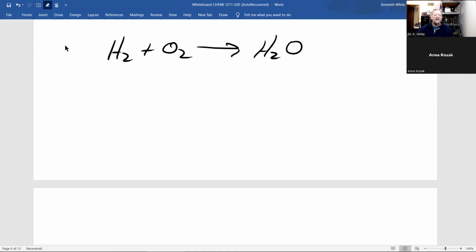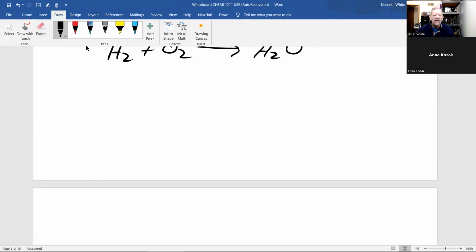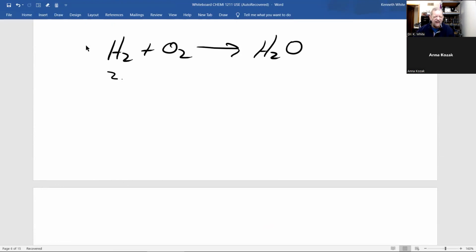Does everybody see H2 plus O2 equals H2O? Now, if we look at this, it has to be balanced. Notice I have 2 hydrogen atoms here and 2 oxygen atoms here. On this side, I have 2 hydrogen atoms, 2 times 1, and here, 1 times 1, 1 oxygen. This is not balanced. There should be the same number of each atom on each side.